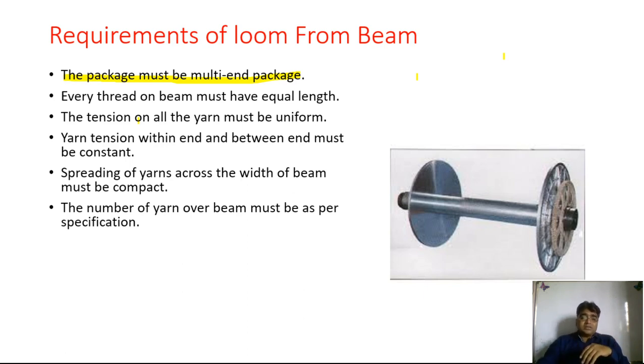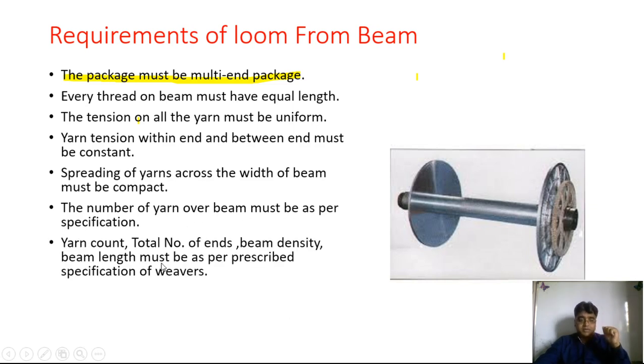So that is what the number of yarns over the beam must be as per the specification. This is another requirement. Now another thing, you can see the yarn count, total number of ends, beam density, beam length must be as per the prescribed specification of the weaver. So these are some technical terms, and these technical terms are fulfilled by this particular beam.